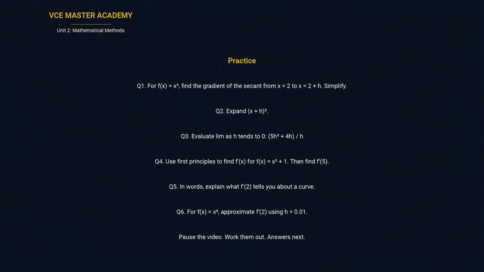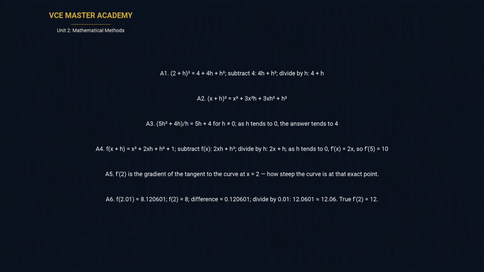Question 3. Evaluate the limit as h approaches 0 of 5h squared plus 4h over h. Question 4. Use first principles to find f dashed of x for f of x equals x squared plus 1, then find f dashed of 5. Question 5. In words, what does f dashed of 2 tell you about a curve? And question 6. For f of x equals x cubed, approximate f dashed of 2 using h equals 0.01. Pause now.